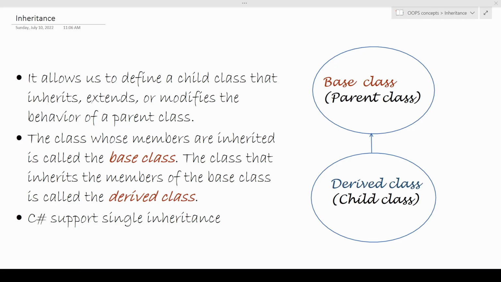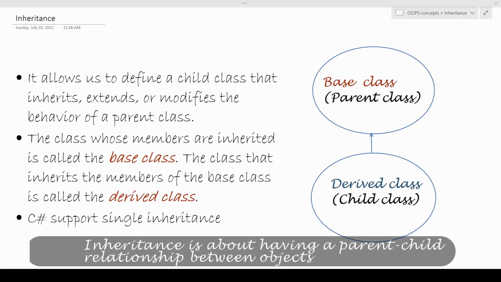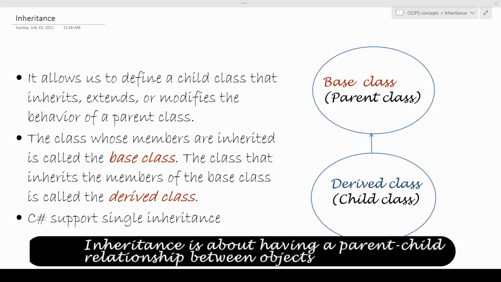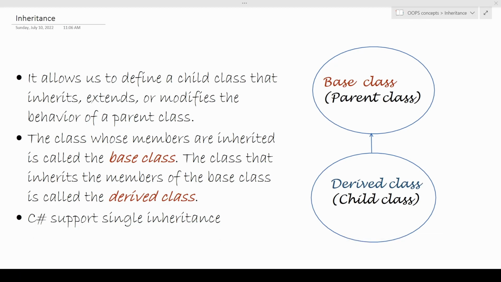So now let's see inheritance in detail. Inheritance is all about maintaining a relationship between parent and child classes. The class whose members are inherited is called the base class or the parent class, and the class that inherits members of the base class or the parent class is called the derived class or the child class. One thing to note is that C# supports single inheritance.